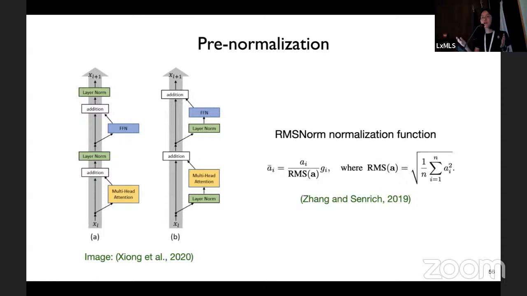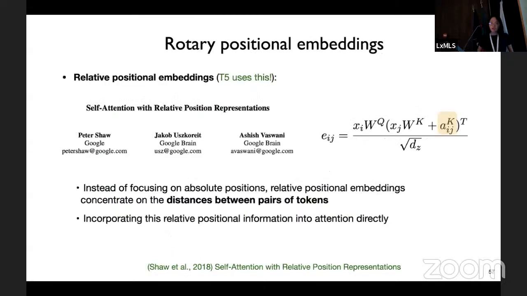People find this actually helps stabilize the training process of these models a lot. And people also change the basic layer normalization from the original Jimmy Ba paper to something called RMS normalization. Again, check this out if you're interested, but these have already been used in all the state-of-the-art models. And the third big change is the positional embeddings.